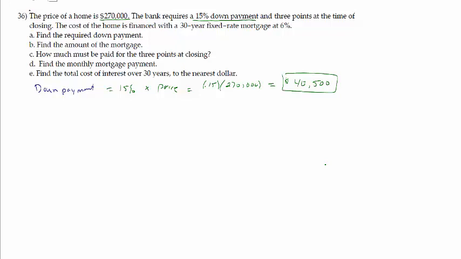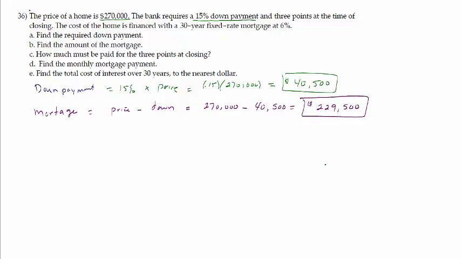The next question I'm asked is to find the amount of the mortgage. Remember that the mortgage, that's the amount I need to take a loan out for. That's going to be the price of the home minus the down payment. In this case, the price of the home, I have $270,000, and then I just computed the down payment to be $40,500. So I need to go ahead and get a loan for $229,500. So that's going to be the cost of my mortgage.